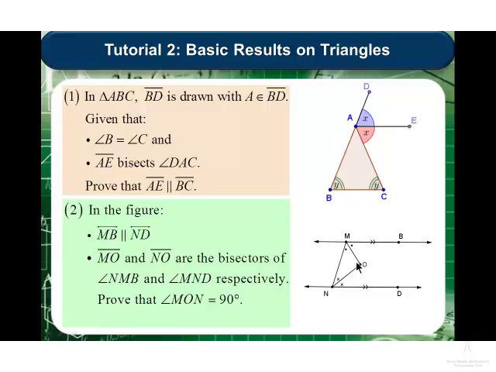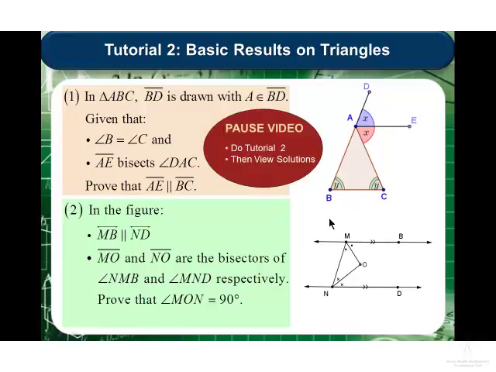So basically prove that the triangle NMO is a right triangle with the right angle at the vertex O as indicated. At this point in time, I suggest that you pause the video, do tutorial 2, and then come back and view possible solutions.